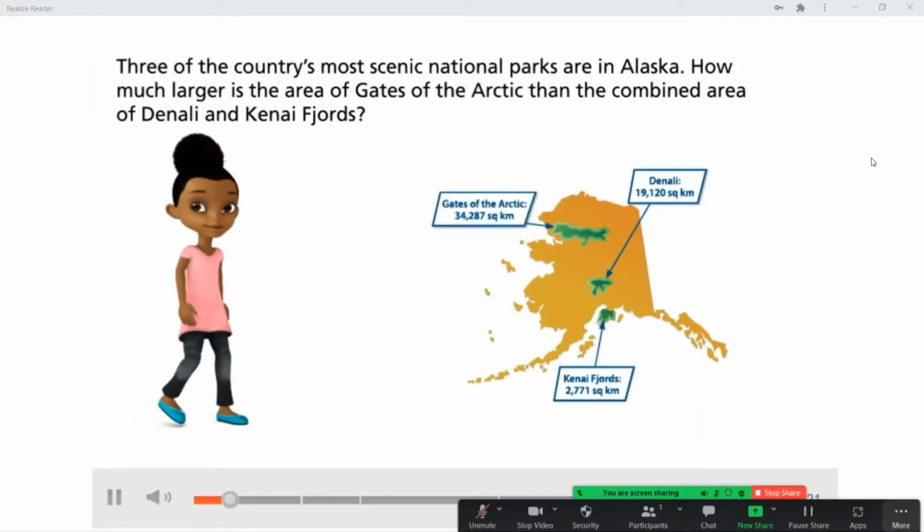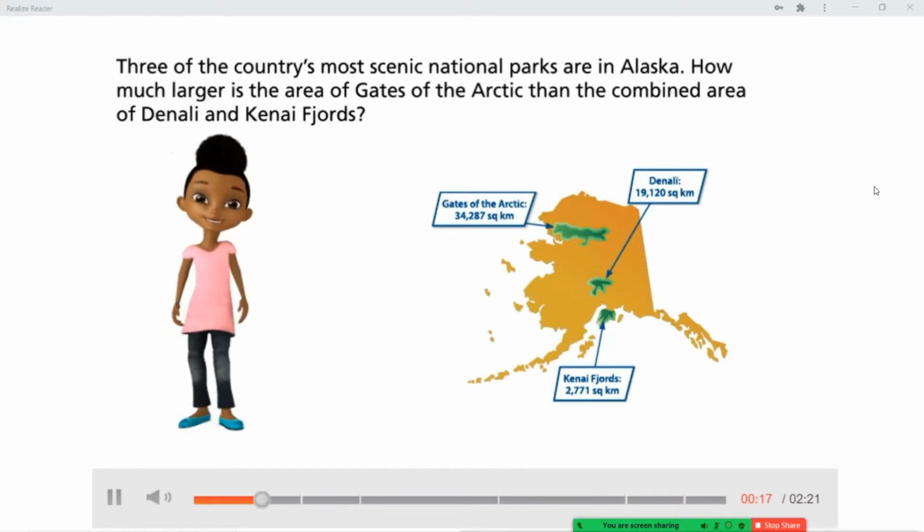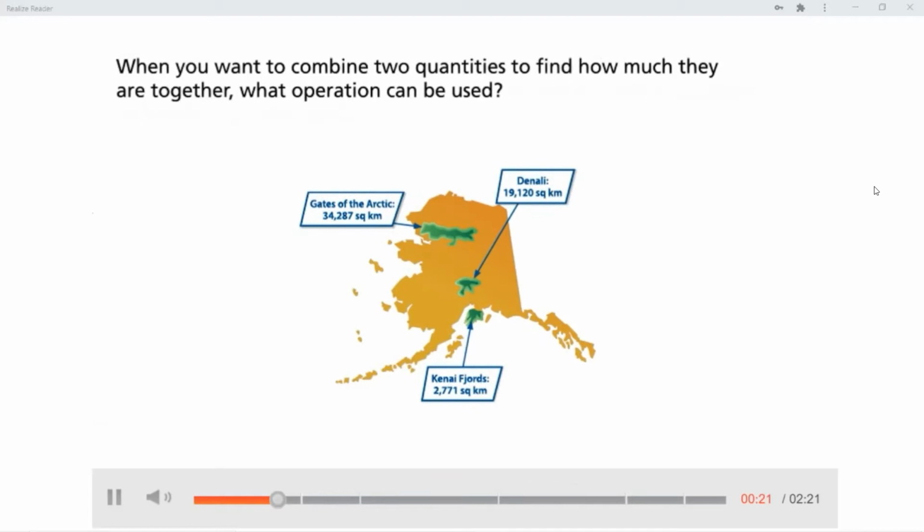Three of the country's most scenic national parks are in Alaska. How much larger is the area of Gates of the Arctic than the combined area of Denali and Kenai Fjords? When you want to combine two quantities to find how much they are together, what operation can be used?